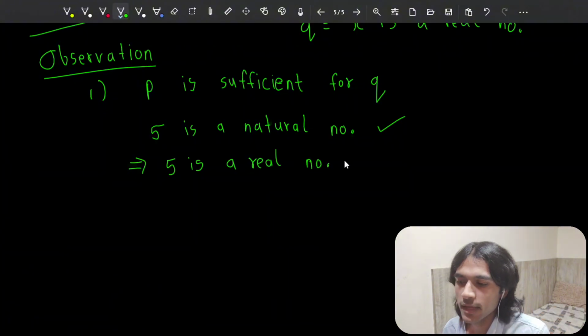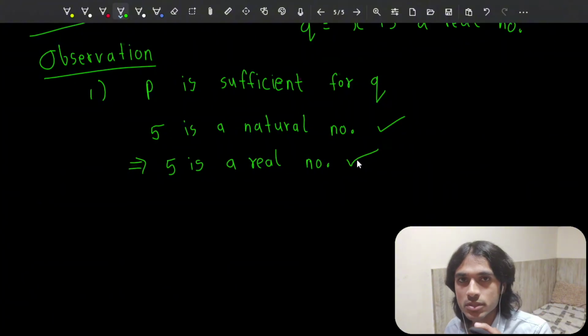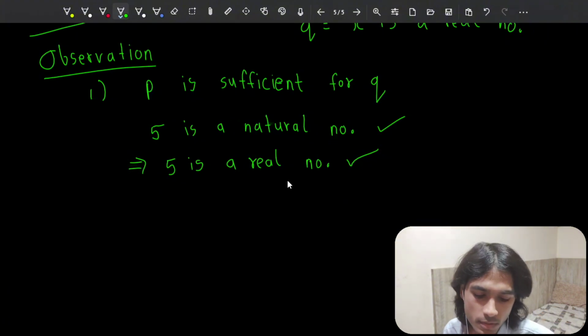And see that this statement is true. I don't have to check for its validation. I don't have to check for its correctness anymore, because I know that if statement P is true, it is sufficient just to know whether P is right or wrong to have the idea whether Q will be right or wrong. And if P is true, that will definitely imply that Q itself is also true.